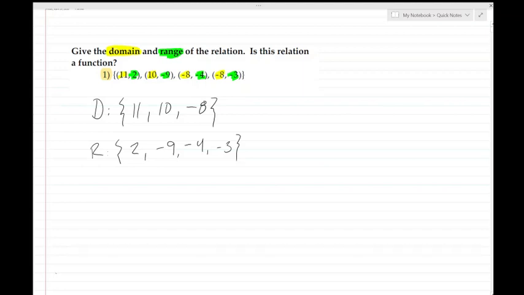Now, is the relation a function? And the answer is no, because -8 in the domain repeats. Okay, so that's the reason why it's not a function.